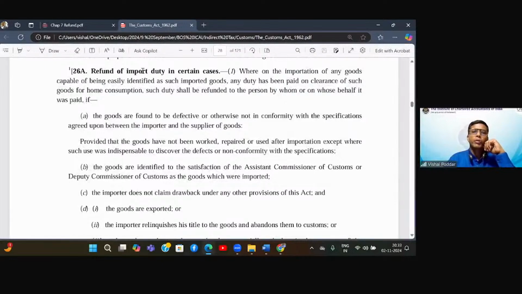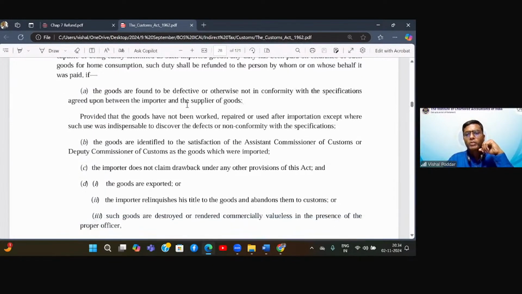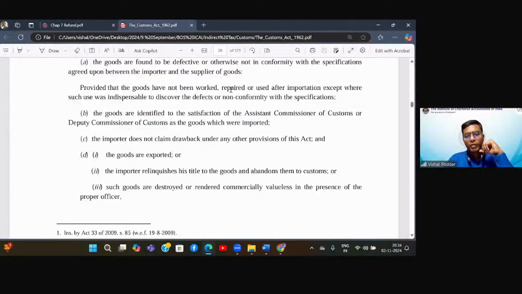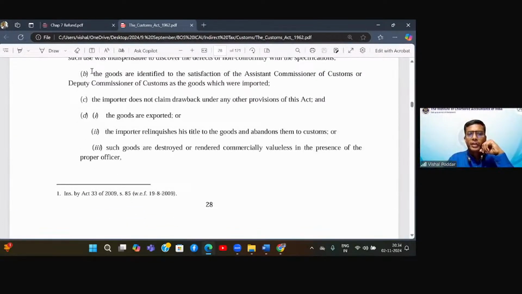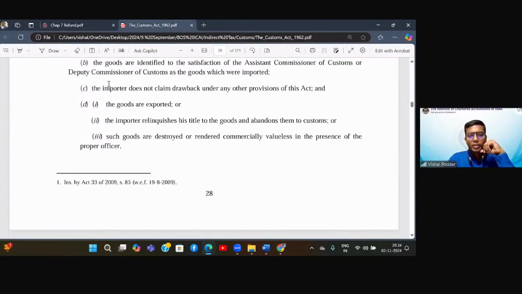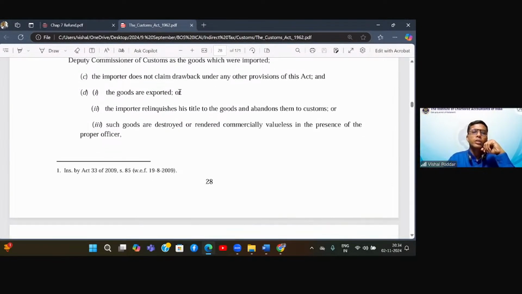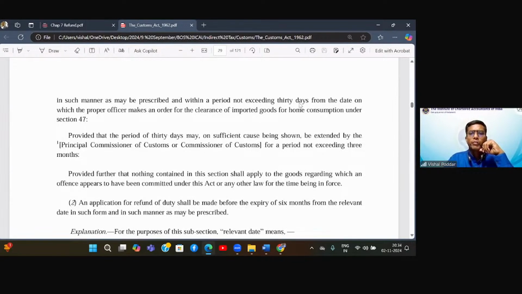Second, 26A, refund of import duty in certain cases. Where on the importation of any goods capable of being easily identified as such with the imported goods, any duty has been paid on clearance of such goods for home consumption, such duty shall be refunded to the person by whom or on whose behalf it is paid. Now, in what scenarios will it be refunded? One, the goods are found to be defective or otherwise not in conformity with the specification, provided the goods have not been worked on or repaired or used, except where it was indispensable to discover the defect. Second, the goods are identified to the satisfaction of the assistant commissioner that what I'm exporting now is the same goods which I had imported. Three, the importer does not claim drawback. And four, either the goods are exported or the title is relinquished or the goods are destroyed in such manner as may be prescribed within a period not exceeding 30 days.